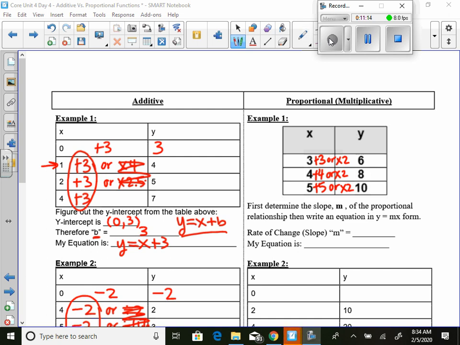So then we have to ask ourselves which operation worked every single time. I can see that I'm adding a different number every time, but multiplication stays the same. So my slope is going to be 2 because every single time I was multiplying by 2. Now my equation is just plugging that in for y equals mx. So y equals 2x is my equation.